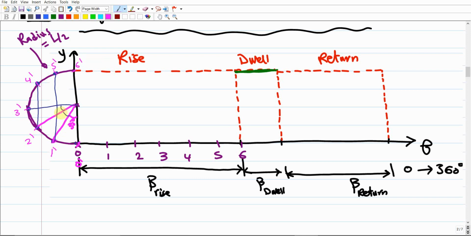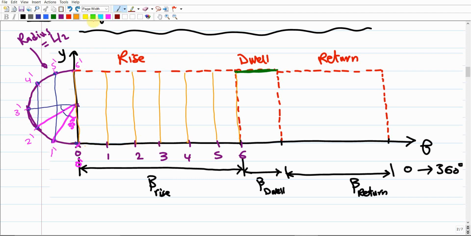Make sense? Then from these horizontal marks, you're gonna draw vertical lines. So from the 0, we're gonna have a line. From the 1, we're gonna have a vertical line. Make sure that it is vertical. And from the 2, we're gonna have a vertical line. From the 3, we're gonna have a vertical line, and so on.